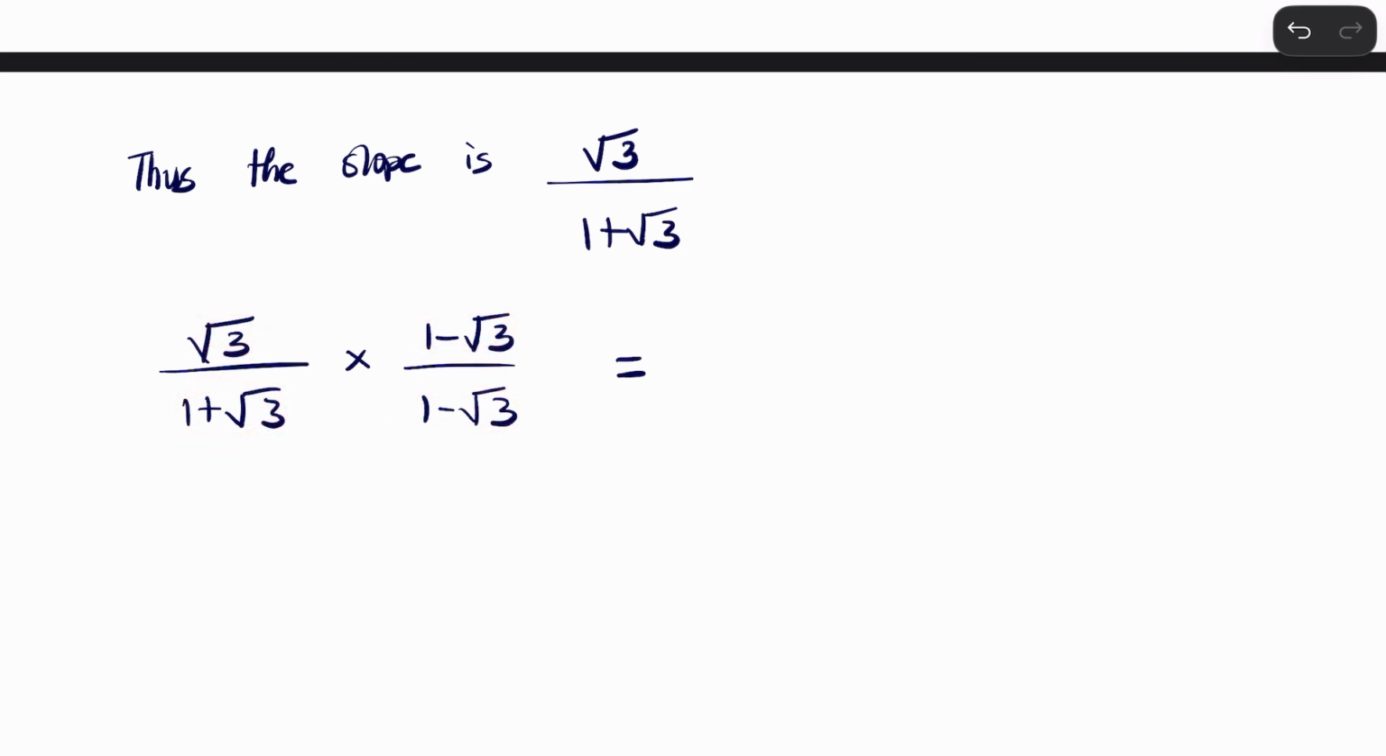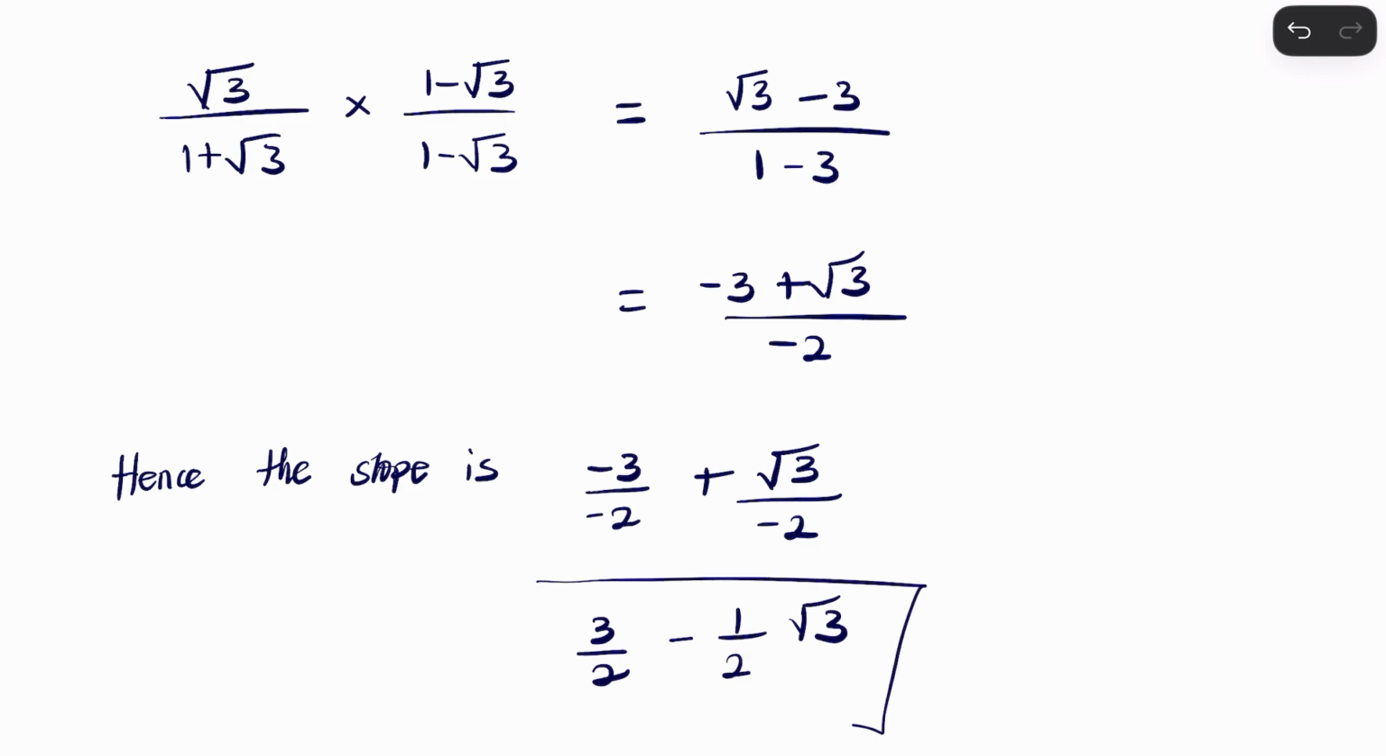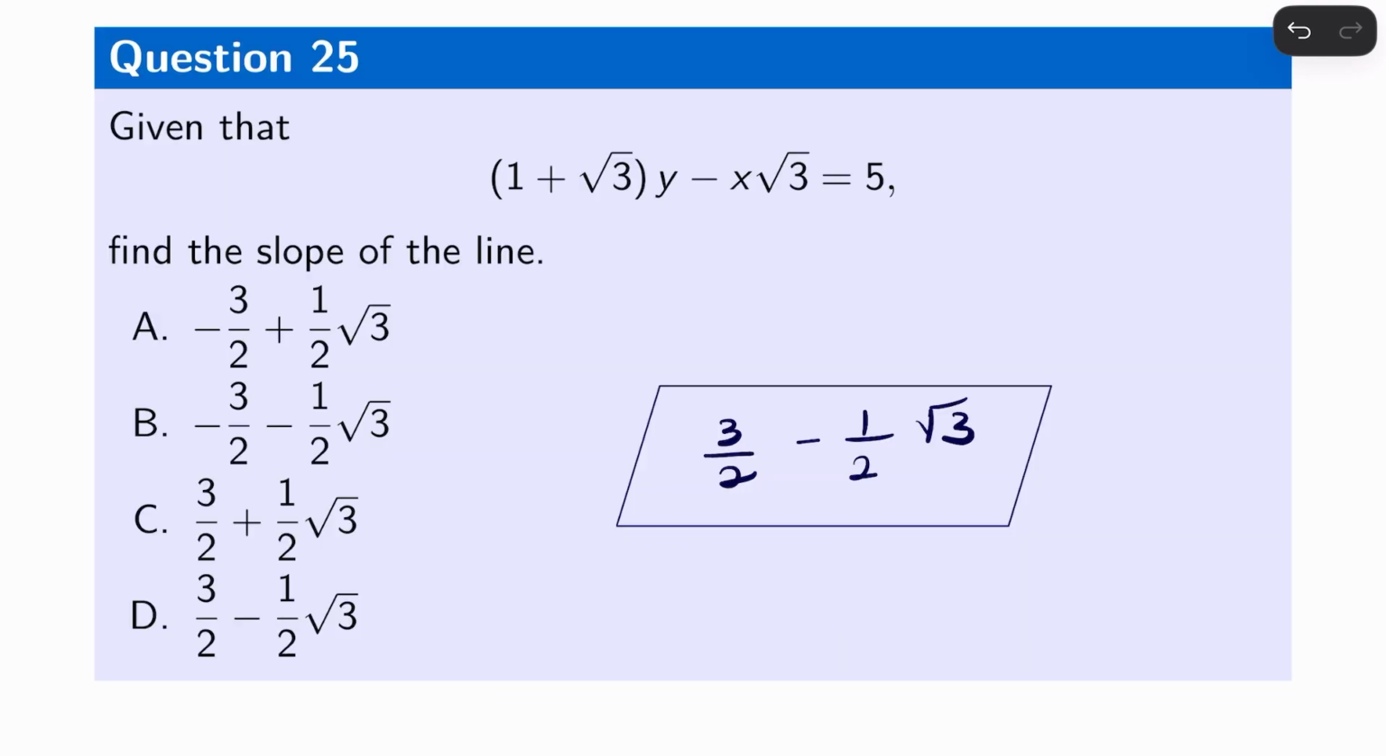And so for the numerator, we are going to have square root of 3 minus 3 divided by, and for the denominator, we are going to have 1 minus 3. And this simplifies to minus 3 plus the square root of 3 divided by minus 2. Hence, the slope is minus 3 divided by minus 2 plus the square root of 3 divided by minus 2. And this can be rewritten as 3 on 2 minus 1 on 2 square root of 3. So that's the slope of the given line. Thus, the correct option is option D.